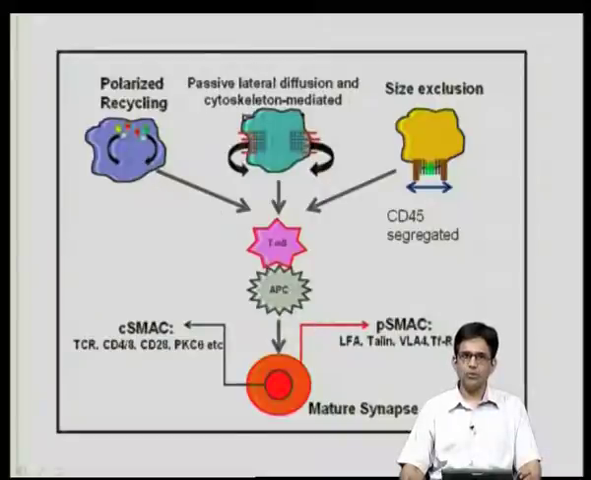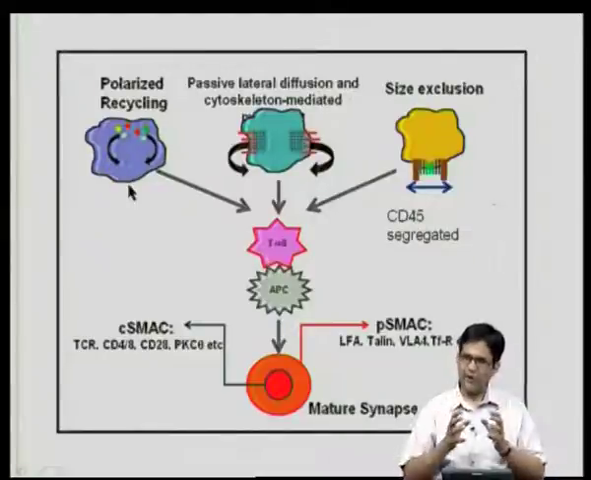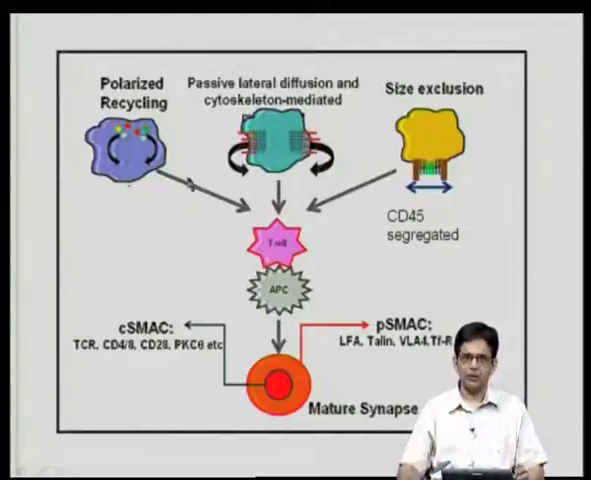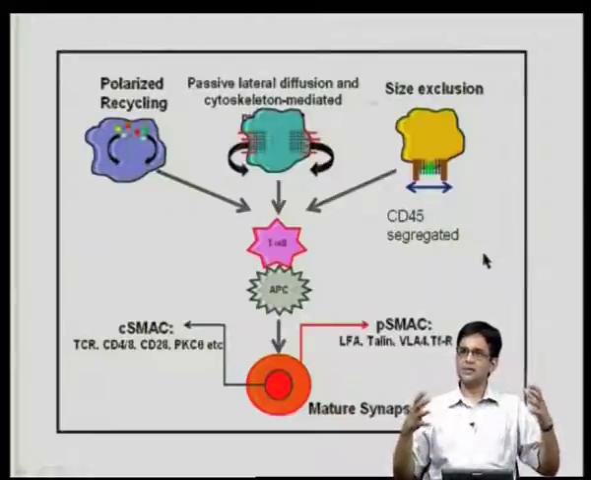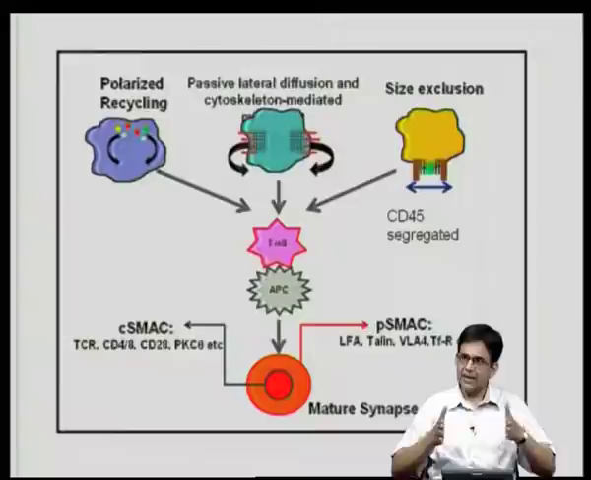Now, what is shown over here is polarized recycling. That means you have different processes involved over here. You can see these molecules all coming together. You also have lateral diffusion and cytoskeletal mediated changes, and then you have size exclusion. For example, molecules that are larger in size, for example CD45, are excluded over here.